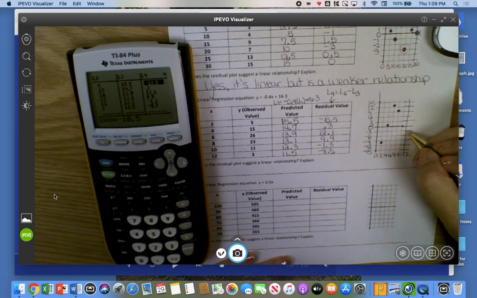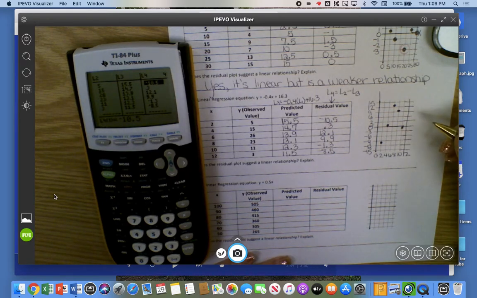At 10, we're at negative 1.3, so it goes here. And when x is 12, we are at negative 8.5, so almost a negative 9.